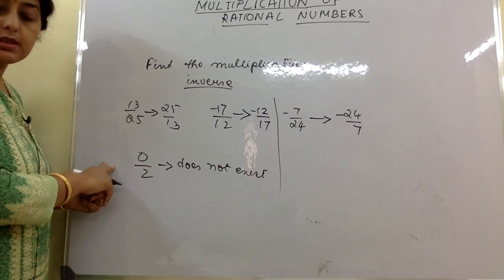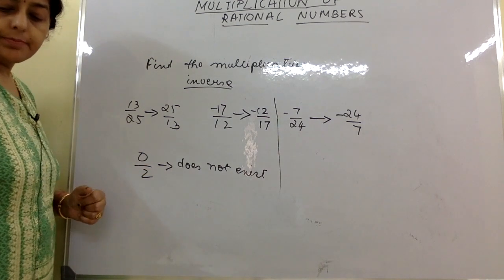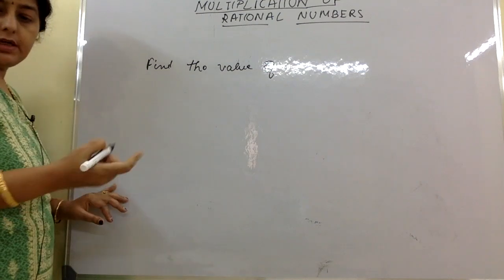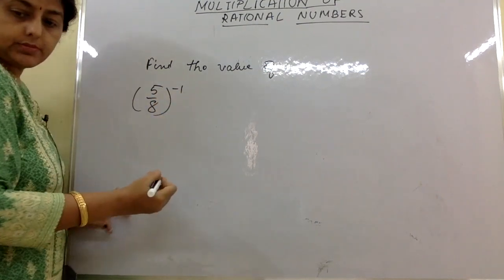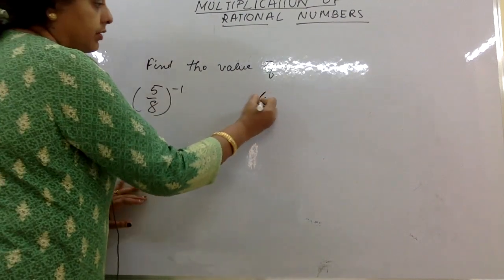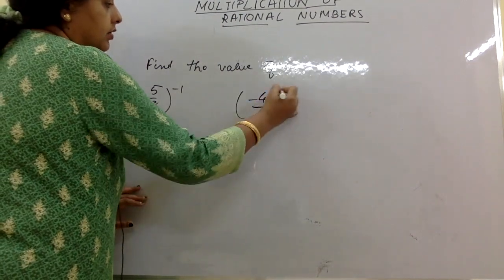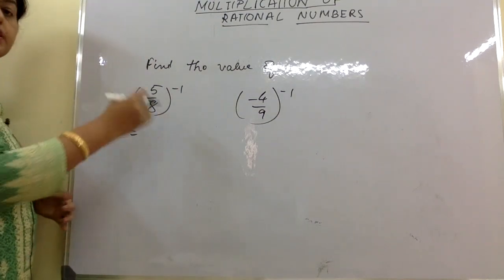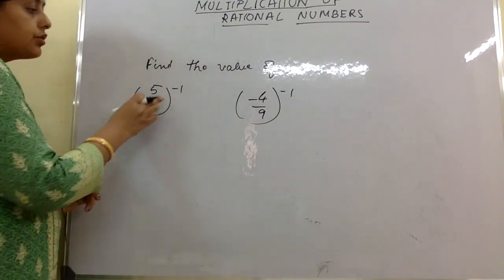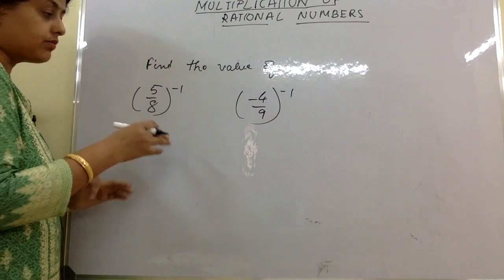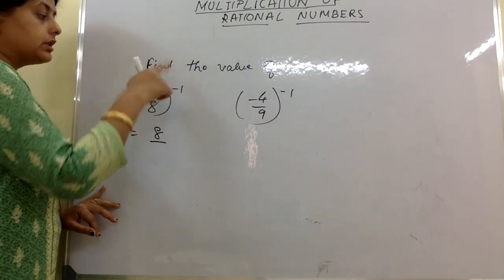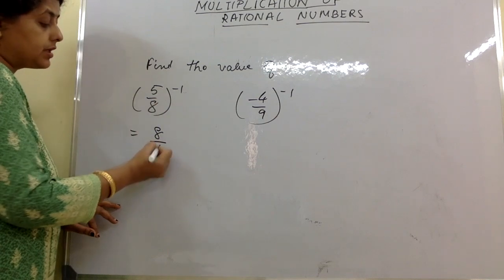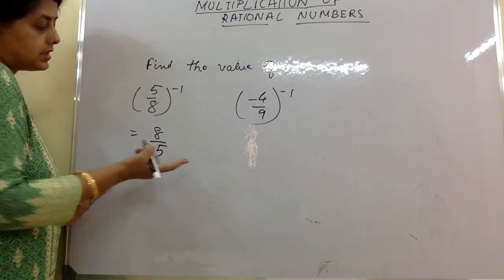This type of questions can come in MCQs. Okay, find the value of, okay, now look at this. Yeah, it looks something like this, or minus 4 by 9. Okay, now with this minus 1, it is leading to a lot of confusion. How can you remove this minus 1? You just have to give it a reciprocal. If you give it a reciprocal, the power immediately becomes positive. So the answer is 8 by 5.